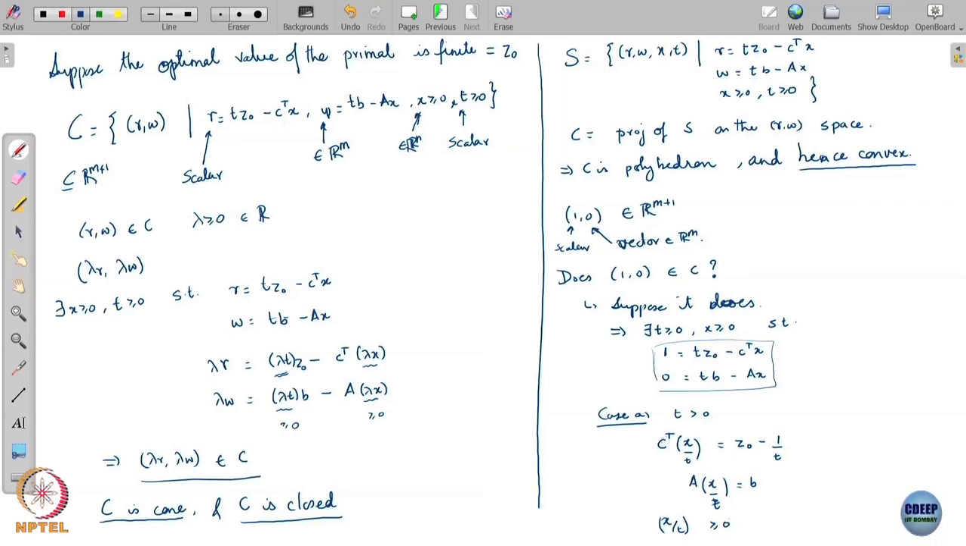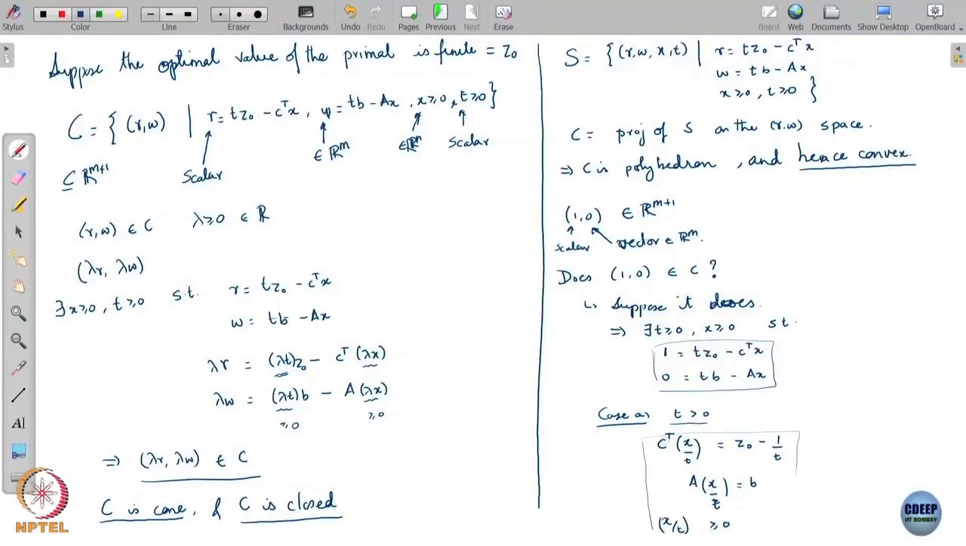Now, what have I got as a result in this case? In case A, if t is positive, then I have concluded that these equations must hold. But what are these equations? This is saying x by t satisfies A into x by t equals b and x by t greater than or equal to 0. And so x by t is therefore feasible for the primal. But then what is the value of x by t? It is z naught minus 1 by t. That means its value is strictly less than z naught, right? So it's a feasible point for the primal whose value is less than z naught.